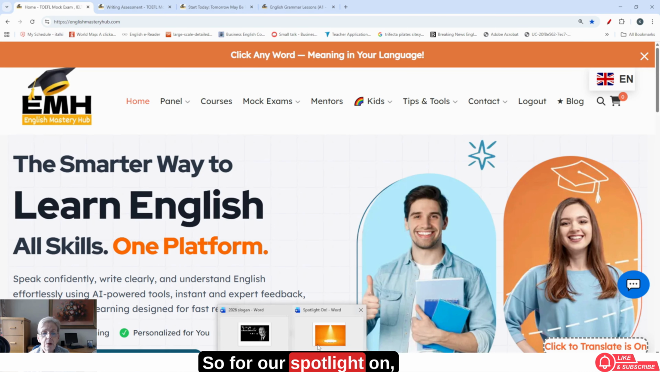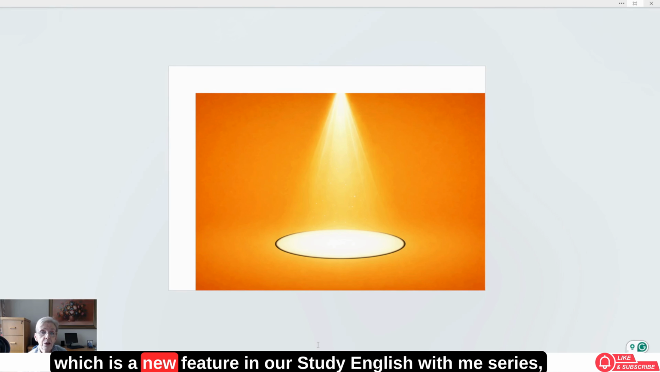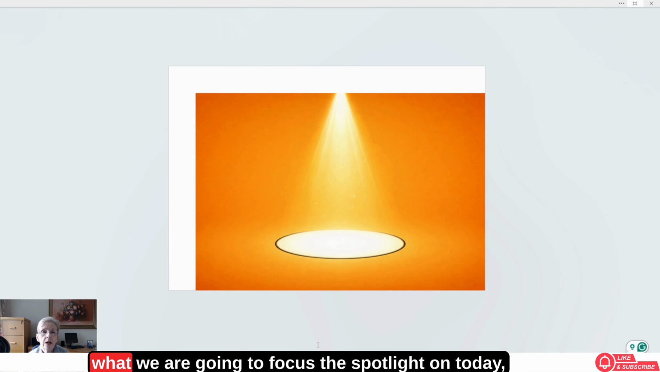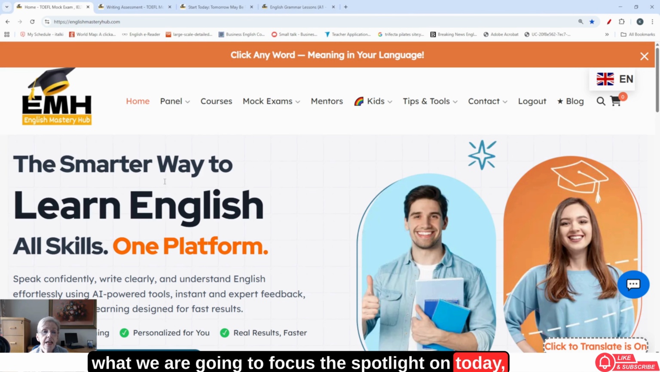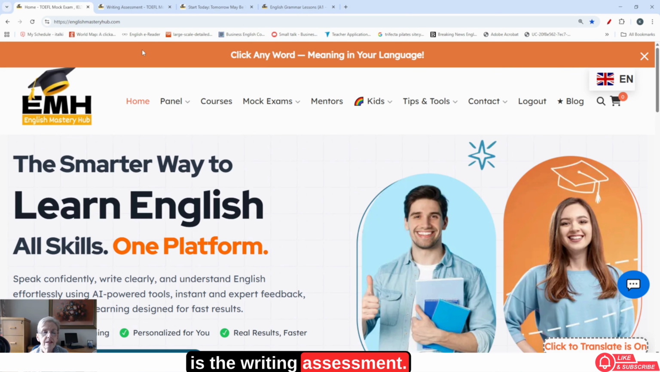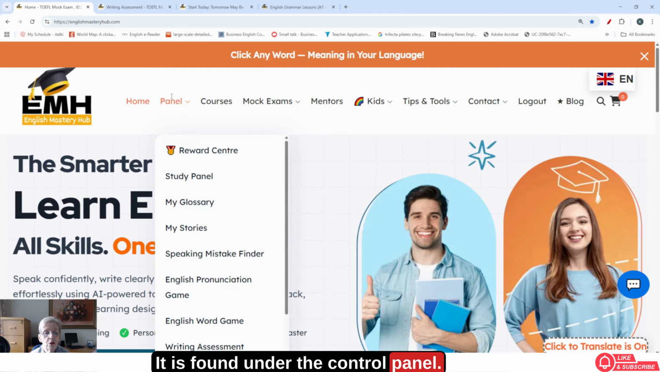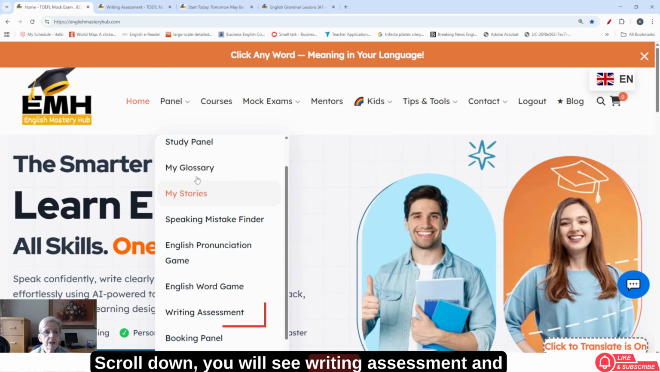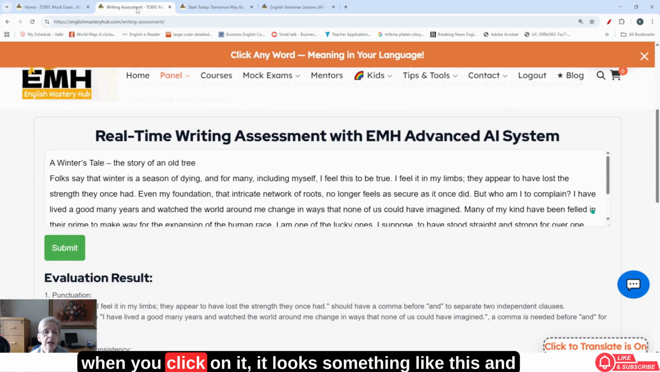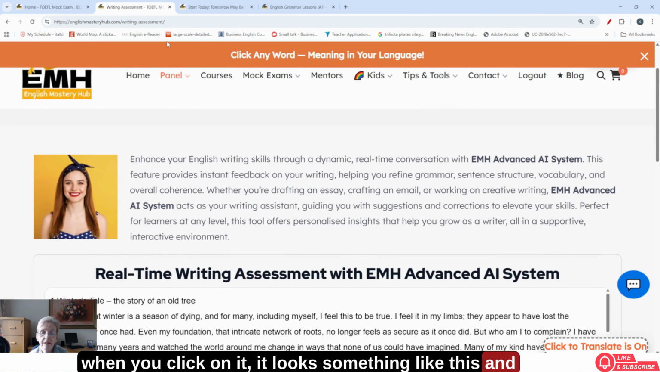So for our Spotlight On, which is a new feature in our Study English with Me series, what we are going to focus the spotlight on today is the writing assessment. Many of you say that the skills you struggle with in English are writing and speaking. Let's look then at the writing assessment. It is found under the control panel. Scroll down, you will see writing assessment, and when you click on it, it looks something like this.